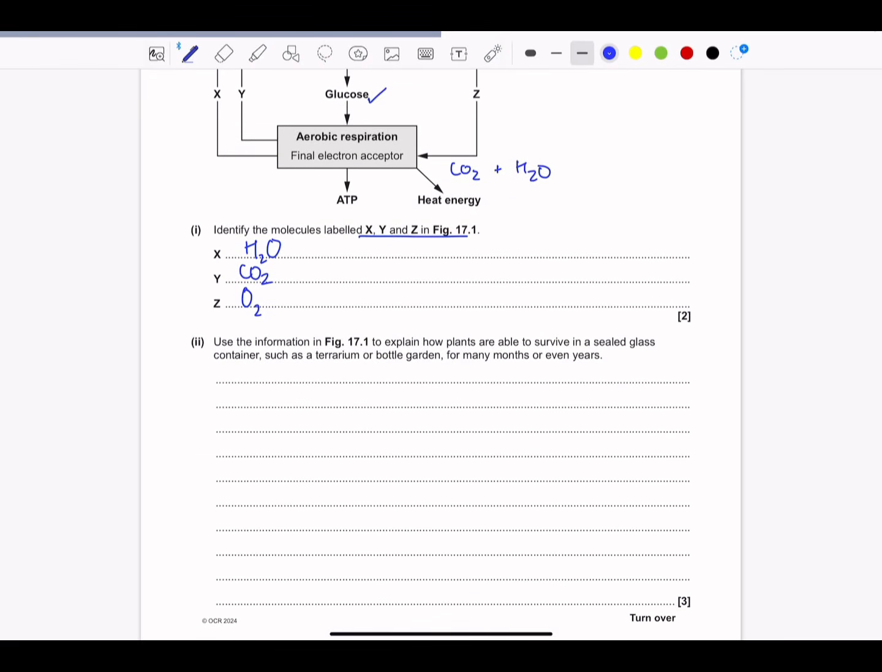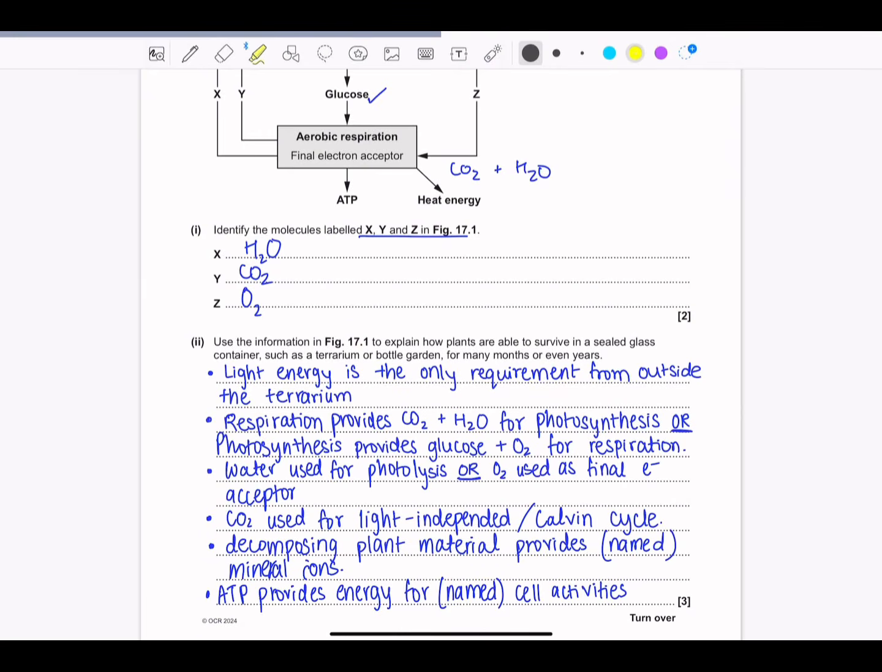I will also list the other possible points that were on the mark scheme. These are all of the indicative points, but of course you only need 3 of them. And as for these 2 points where it says name cell activities or name mineral ions, you do have to state an example. So for mineral ions, popular ones include an ammonium ion, nitrite ion, anything like that, or even magnesium, etc. And then for the cell activities, the go-to answers are usually protein synthesis or cell division.